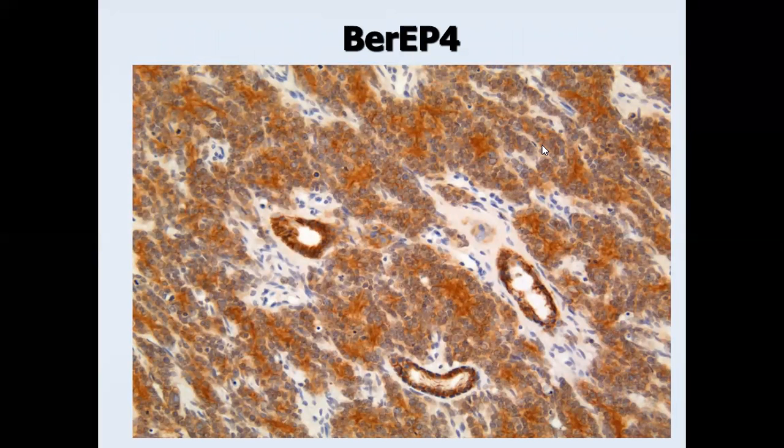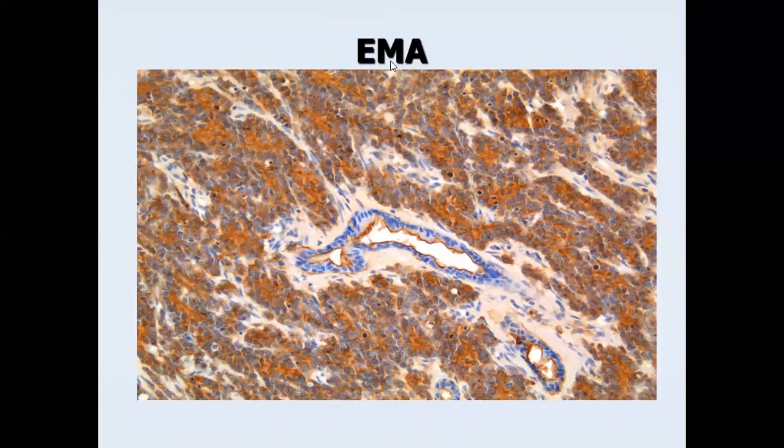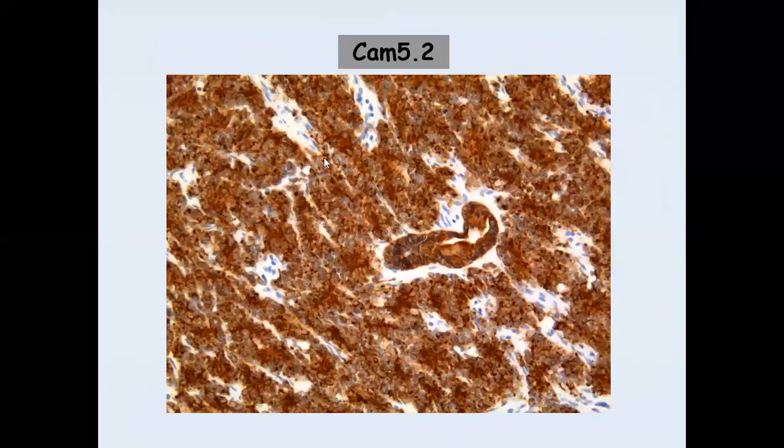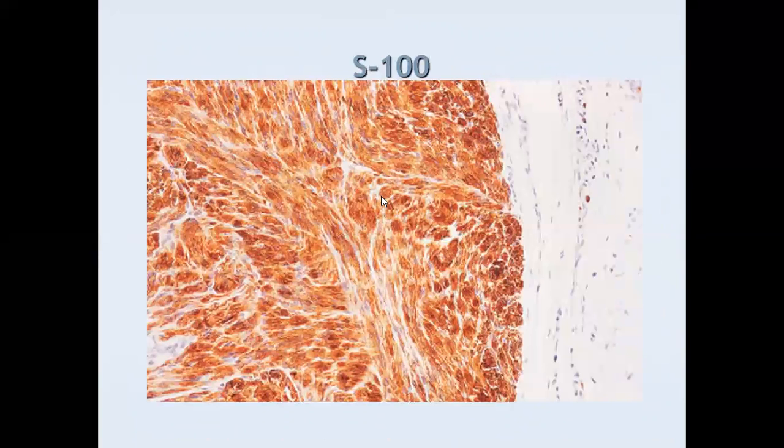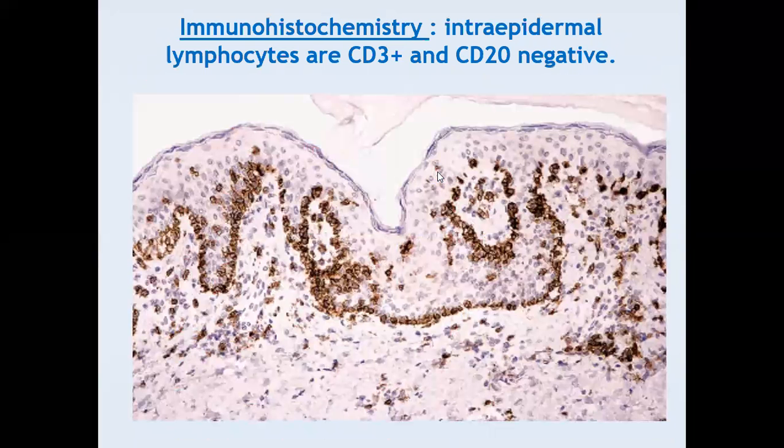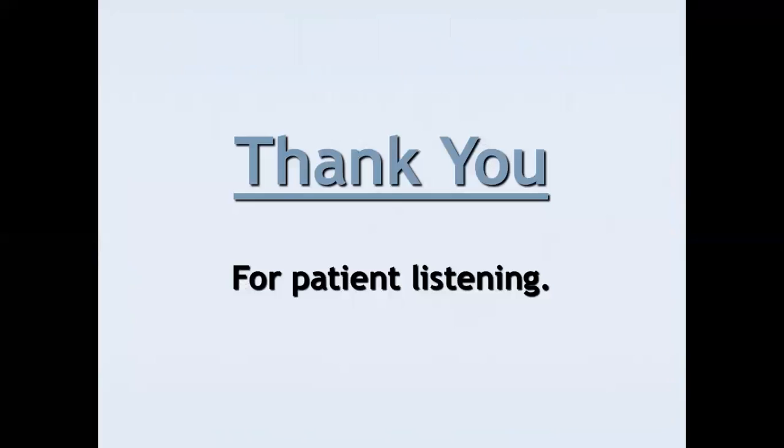So there are different kinds of immunohistochemistry stains which we use. BerEP4 is an immunohistochemistry stain used to diagnose BCC. Epithelial membrane antigen, EMA, is an immunohistochemistry stain we use in squamous cells. Then CAM 5.2 in certain secretory tumors. Then S100 seen in melanocytes. See, this is CD3 stain, which is seen in case of MF, and CD20 is a stain which we use for B cells, which will be negative, and CD3 will be positive. So with the help of this immunohistochemistry stain, we can make a diagnosis of mycosis fungoides.